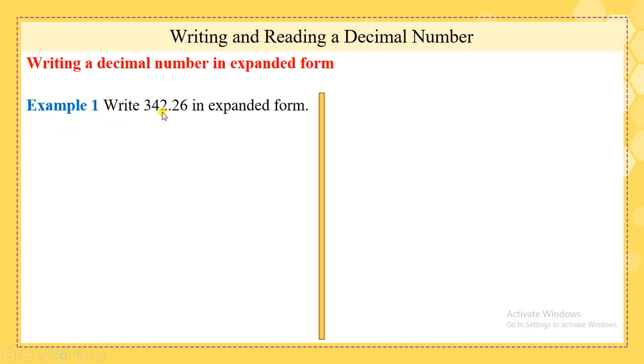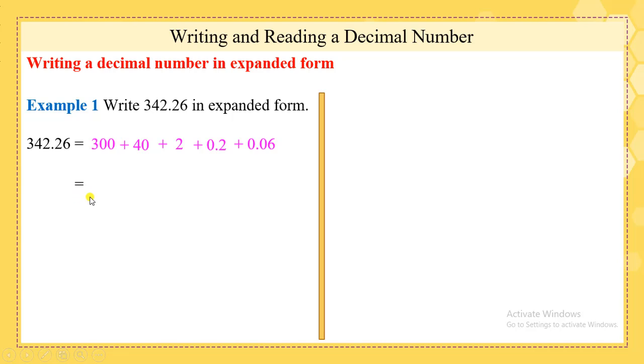Writing a decimal number in expanded form. Example 1. Write 342.26 in expanded form. We remember from chapter 1 that whenever we want to write an expanded form, we write the place value of each digit. We will begin by the digits of the whole number part. 3 now is 300 plus 40 plus 2. We move to the decimal part. 2 is the 10th. It is 0.2, then plus 0.06 because 6 is in the 100th digit.